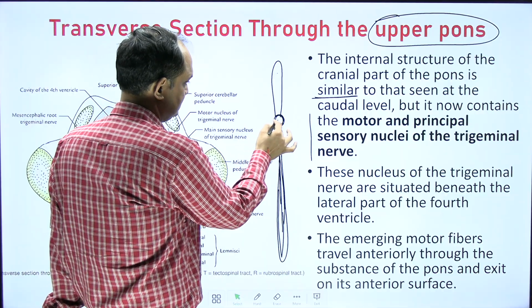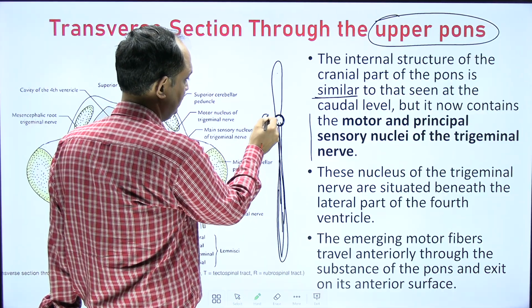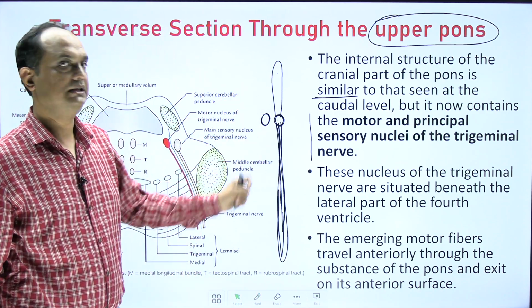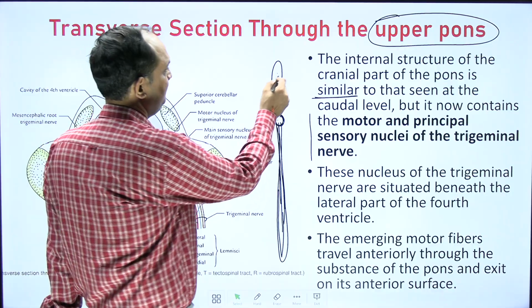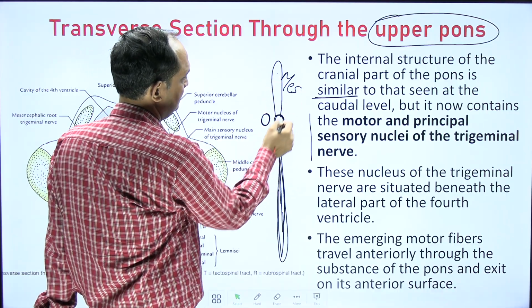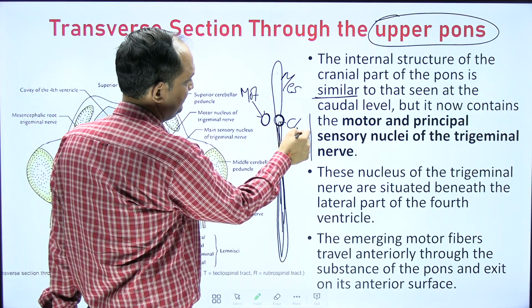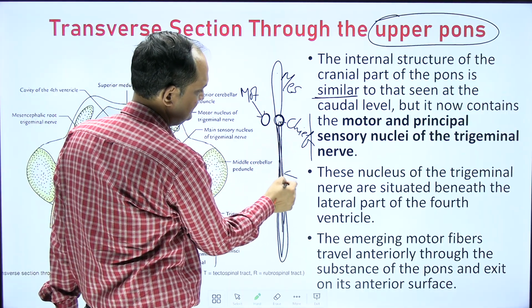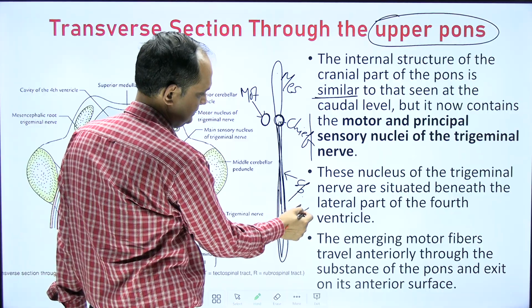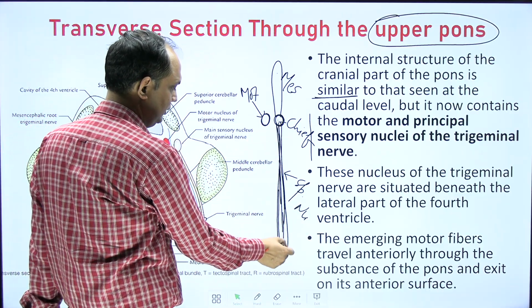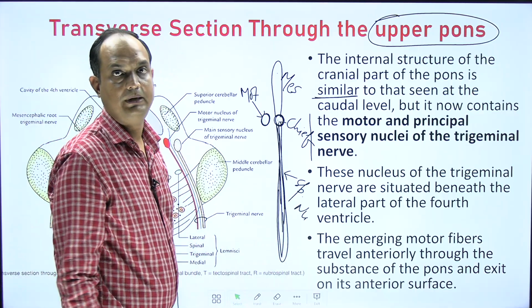Now medial to this you will have the motor nucleus. So in this sense there are four nuclei of the trigeminal nerve. What are the four nuclei? Mesencephalic nucleus, this is the motor nucleus, this is the chief sensory or principal sensory nucleus, and this is the spinal nucleus. Clear? Now this spinal nucleus is going downward up to the C1 segment.